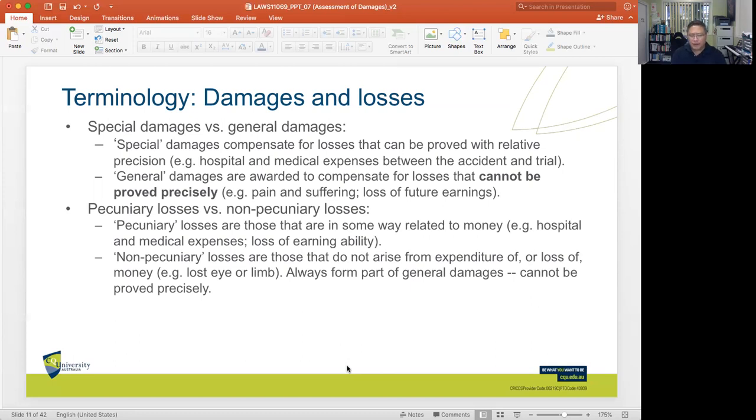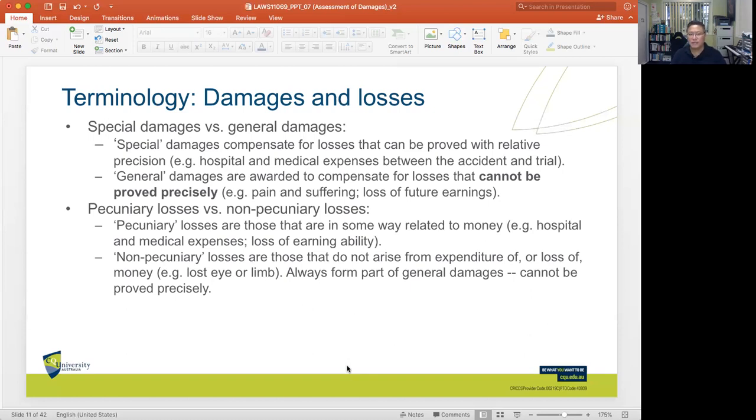Now, another way of classifying damages is whether or not they're pecuniary losses or non-pecuniary losses. So in other words, it's all about money. Pecuniary losses are those that are in some way related to money. For example, hospital and medical expenses, loss of earning ability or earning capacity. These are in some way related to money because it's easily possible for you to envision what the money involved is. But non-pecuniary losses are those that do not arise from expenditure of or loss of money.